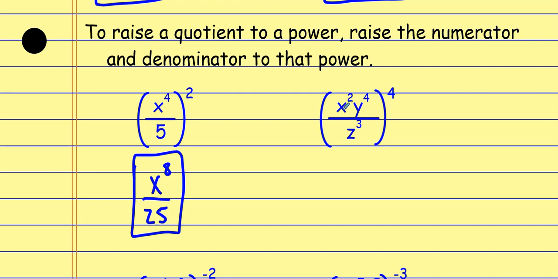Same thing here. I'm going to raise the x squared to the 4th power. So I multiply the exponents. That's x to the 8th. I'm going to do the y to the 4th to the 4th power. So I multiply the exponents. That's a 16. And again, that's our rule from the other day. And then here, z to the 3rd power raised to the 4th. When I've raised it to a power, I multiply the exponents. That's z to the 12th. And that's it.